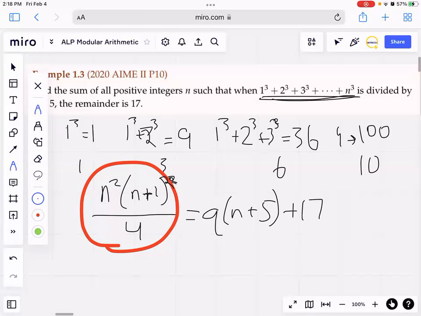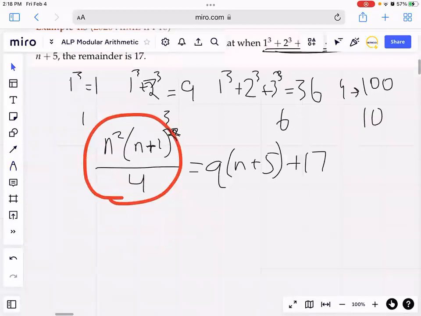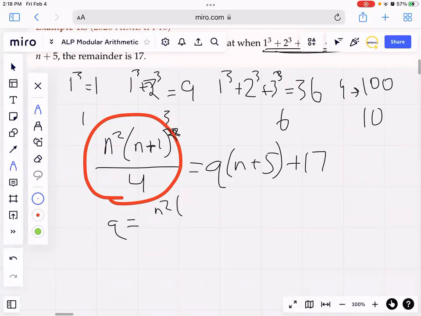So what we're looking for is an n such that this holds. Then we're going to put all the n's onto one side so that we have q equals an expression in terms of n. Doing this, we get q equals n squared times n plus 1 squared minus 68, all over 4 times n plus 5.